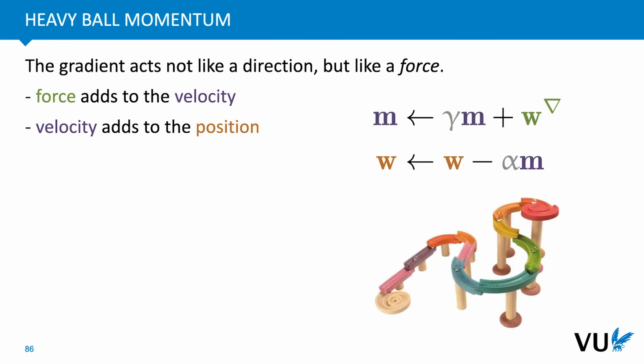So the heavy ball view of momentum is that the gradients shouldn't act like a direction in which we move directly, but like a force. If you remember your physics, you know that a force doesn't act on the position of an object directly, it adds to its velocity. So if a force applies to a ball, then that force manipulates its velocity, and then that velocity manipulates its position. And that's what these two update functions simulate: the gradient acting as a force on our current value of the parameters.